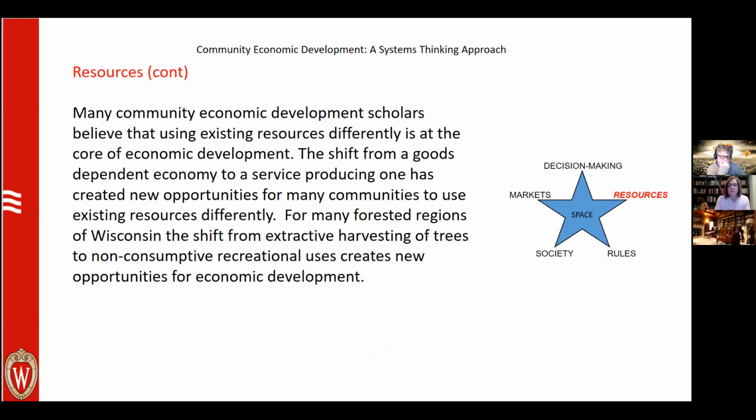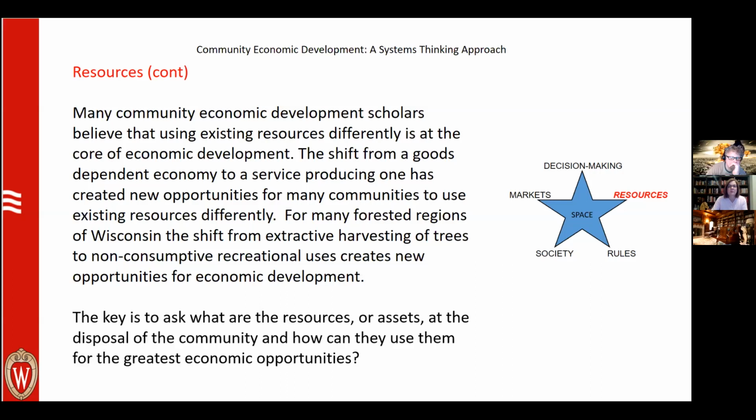A lot of folks think that how we use those resources is really at the core of community economics. Shifting from a goods-dependent economy to a service-producing economy. Shifting away from cutting the trees down to recreation and tourism. The movement away from mining to a retirement migration. How we use those resources is fundamental to how the economy functions and the competition within the uses of those different resources.